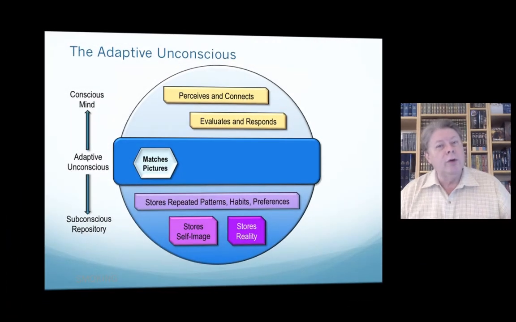So the adaptive unconscious works to match the pictures. And if you already have a stored picture that's working against you, it can alter reality, alter your perception to make sure the pictures match. But if you can, through repetition, get the old picture out and the new picture in, then you'll start regulating at the new picture, and that becomes automatic.